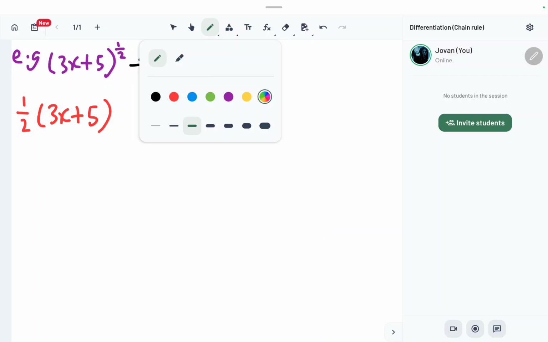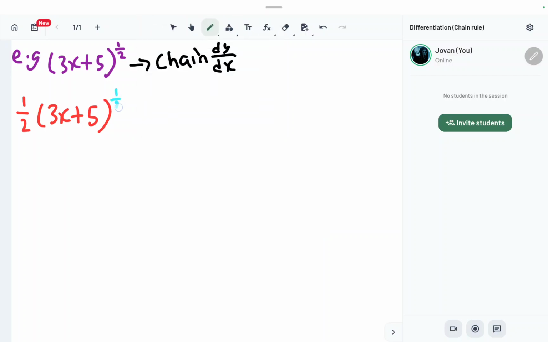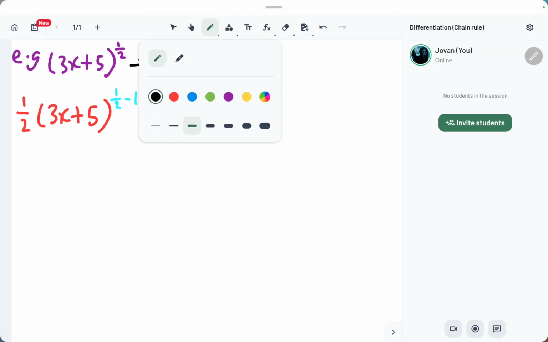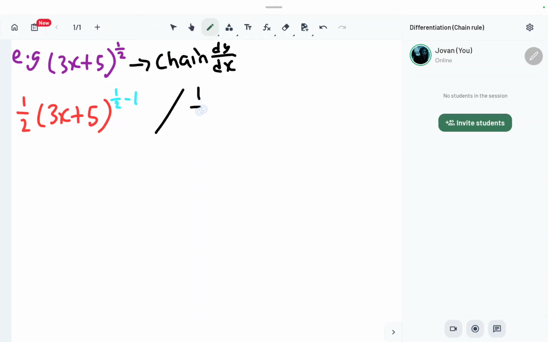Okay, let's just do this. So it will be a half minus 1. I will write this out first, but this is what I will write. I will just straight away write half bracket 3x plus 5 to the power of negative half. But if you want to slowly build up and take your time and do first one and second one, not wrong. You can write in either way.